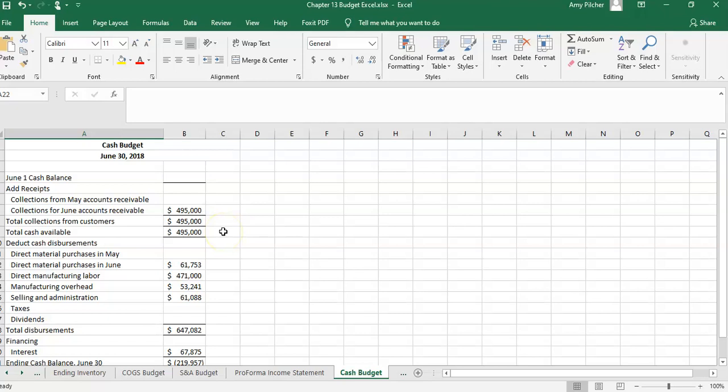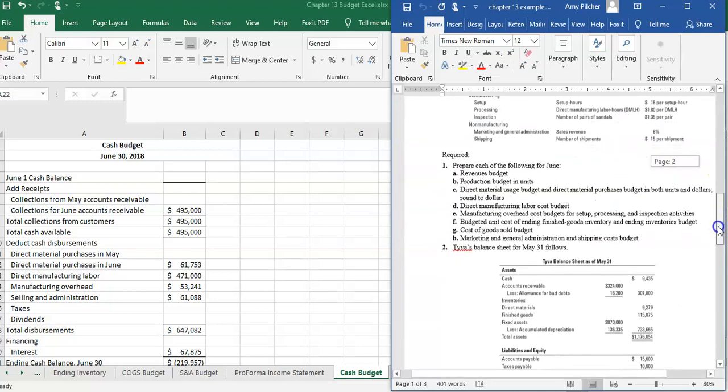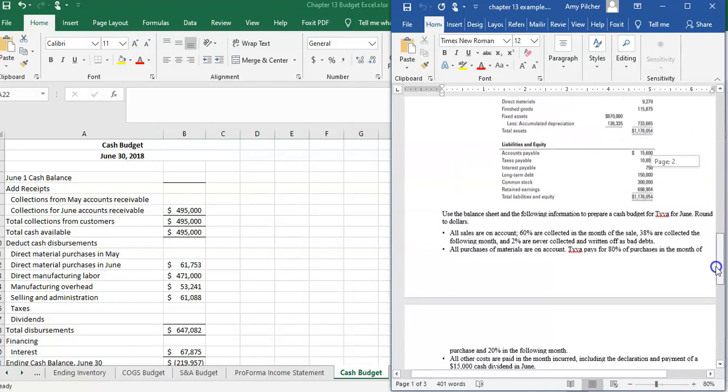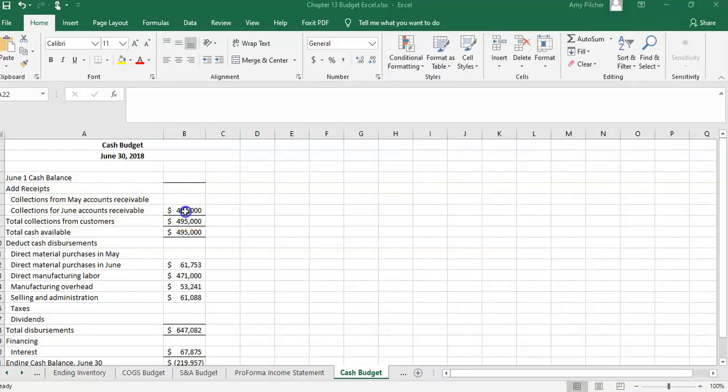So this is not completely filled in. So we want to look at what information do we need for our cash budget. So here we have the information for the cash budget. It tells us all sales are on account. 60% are collected in the month of the sale, and 38% are collected in the following month. 2% are collected and written off as bad debts.